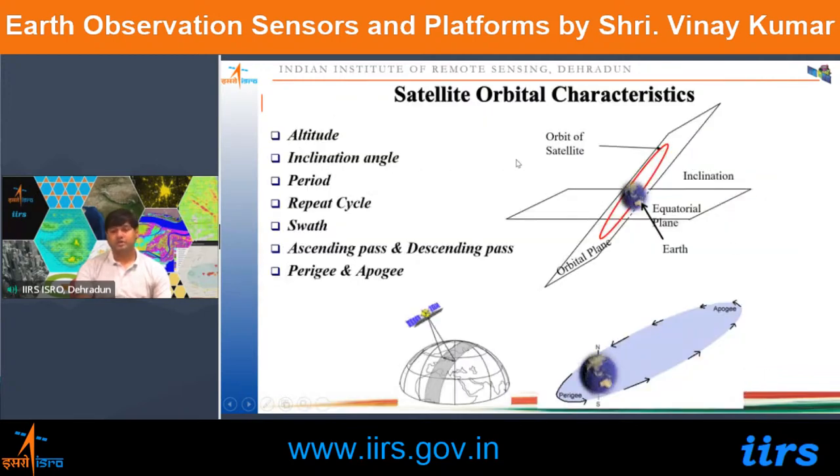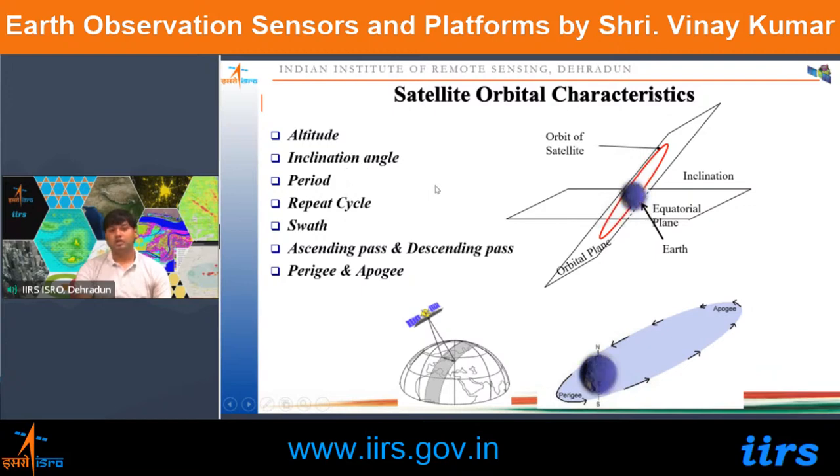Now coming to different satellite orbital characteristics. Altitude is what? For a satellite or sensor placed on an airborne or satellite platform, the distance from the mean sea level of the Earth's surface to that particular sensor is called altitude. And depending on altitude, different types of satellites are characterized, which I'll talk about.